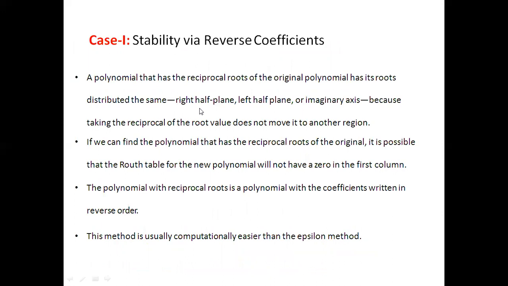So stability via reverse coefficient is another approach. That is a polynomial that has the reciprocal roots of the original polynomial as its roots, distributed in the same right half plane, left half plane or imaginary axis, because taking the reciprocal of the root value does not move it to another region. So if we can find the polynomial that has the reciprocal roots of the original, it is possible that the Routh table of the new polynomial will not have a zero in the first column. The polynomial with reciprocal roots is a polynomial with the coefficients written in reverse order. This method is usually computationally easier than the epsilon method.